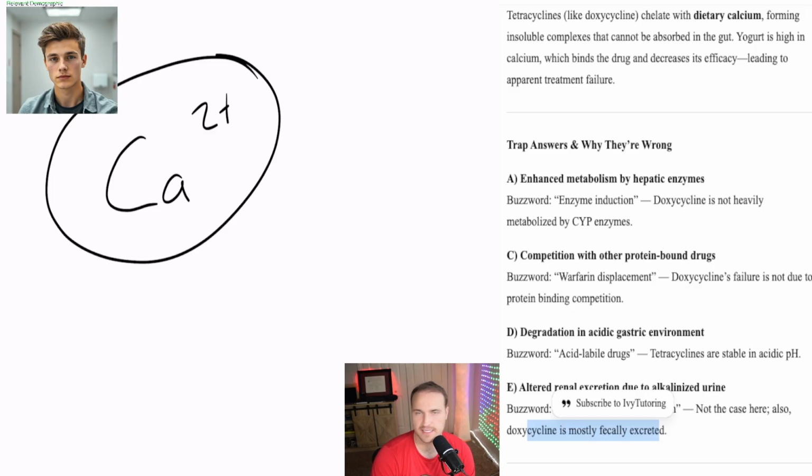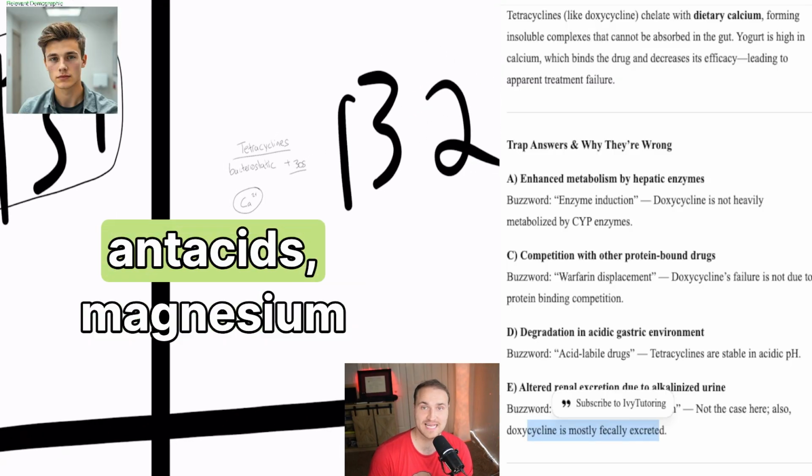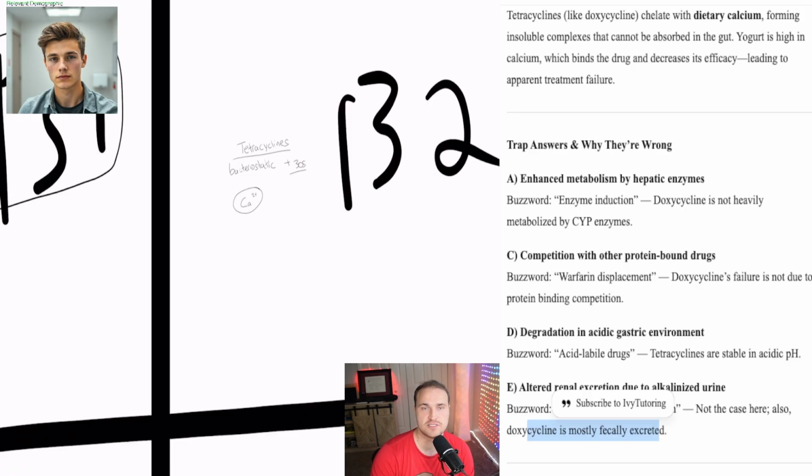Also be on the lookout for things like iron supplements. In another world, they could have asked this question differently. Calcium supplements, antacids, magnesium is divalent, even zinc. Just be aware of the effect that chelators can have on tetracyclines and anything that binds the 30S subunit.